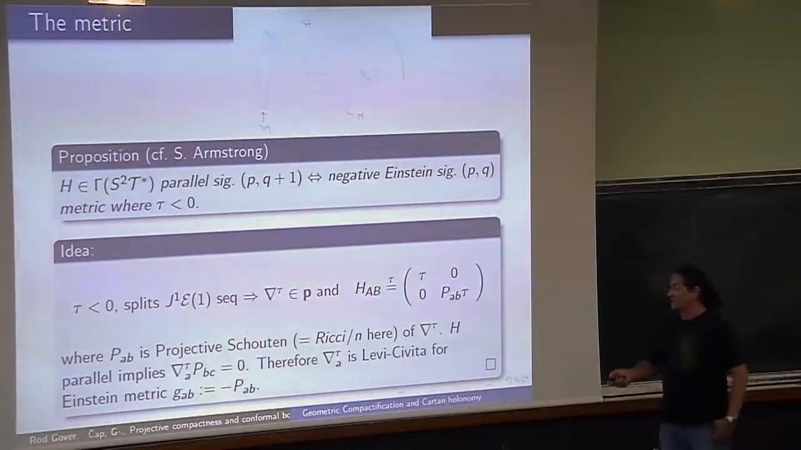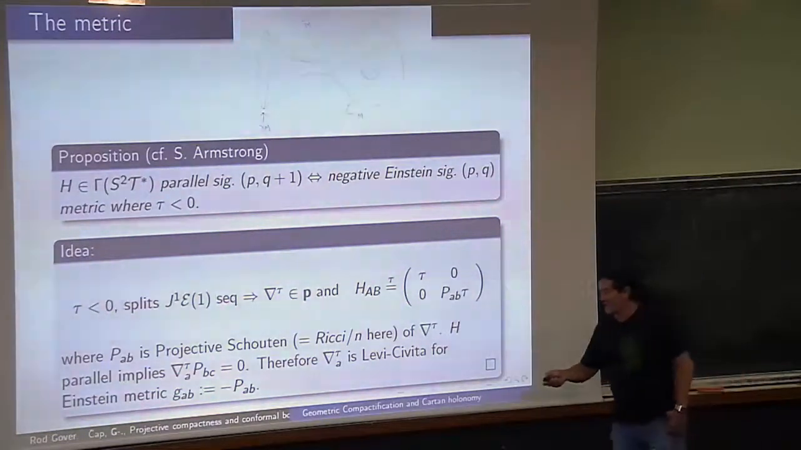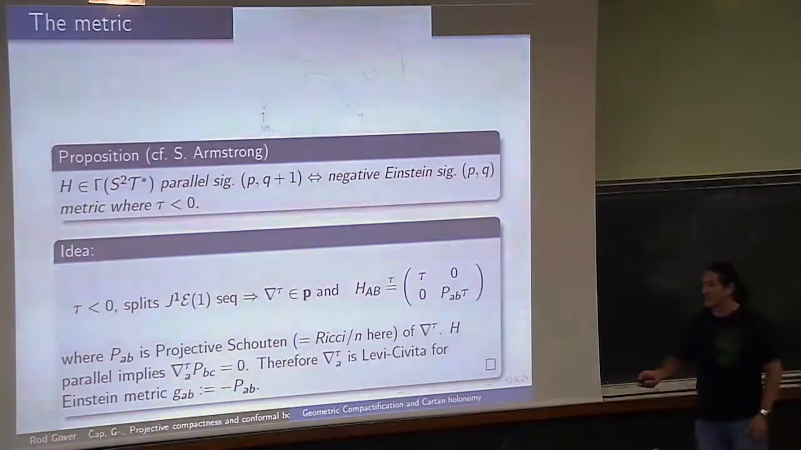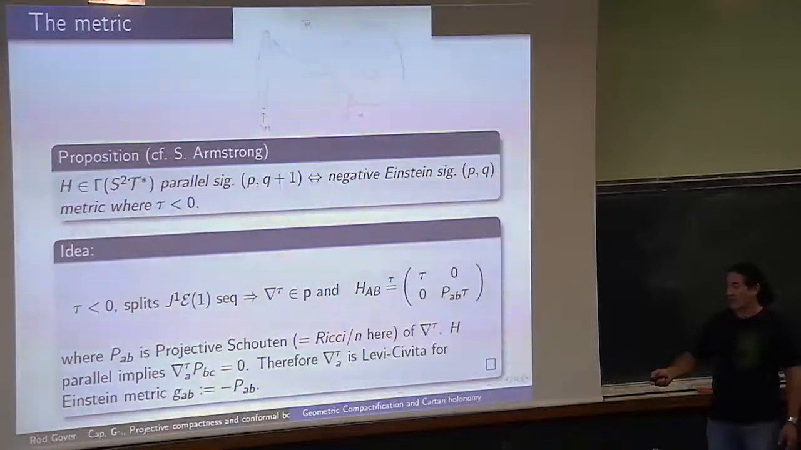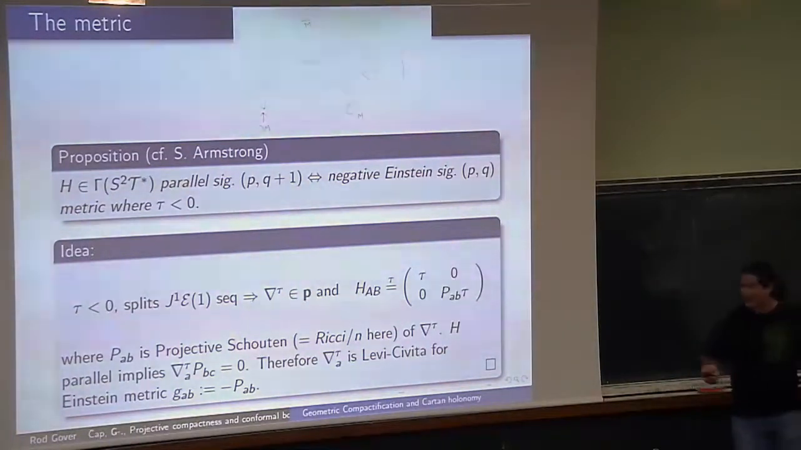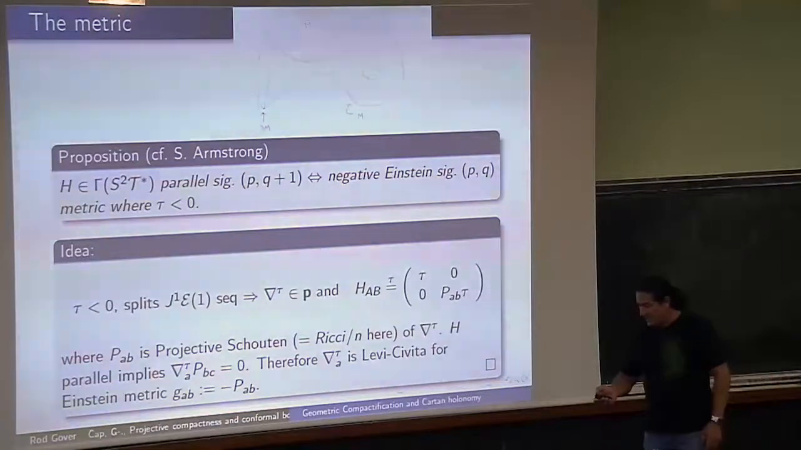On the other hand, this is a torsion-free connection. And this was assumed to be non-degenerate, so the Skouten tensor has to be non-degenerate. So now we have a torsion-free connection preserving a symmetric non-degenerate two-tensor. So this is obviously the Levi-Civita connection for that thing. And by construction, since that was its Ricci, it's now Einstein. Okay, so getting an Einstein metric is essentially for free.